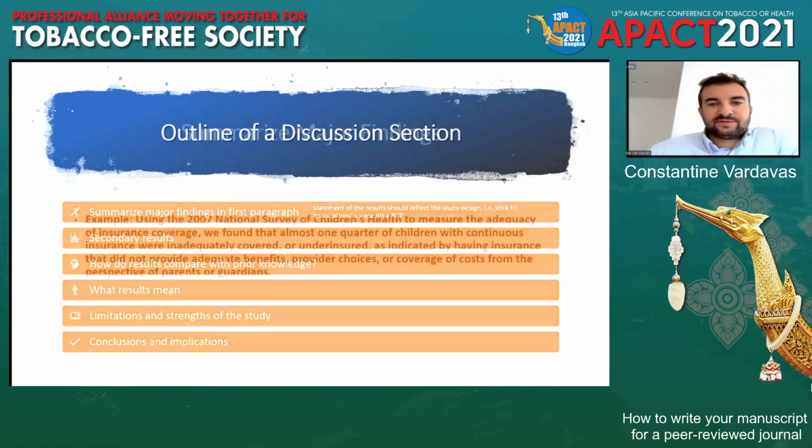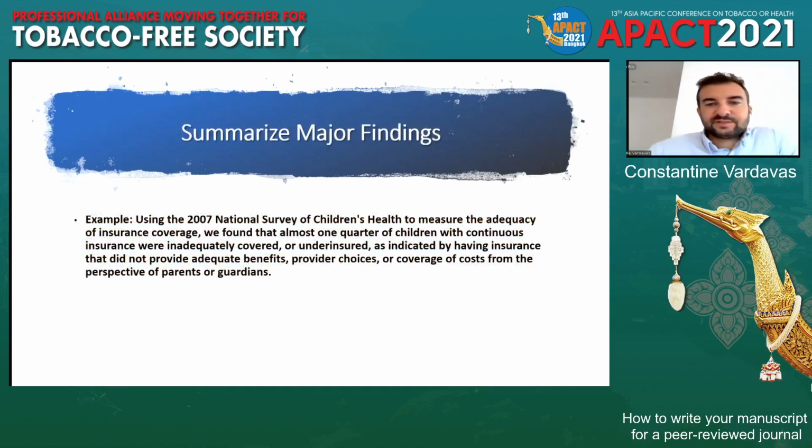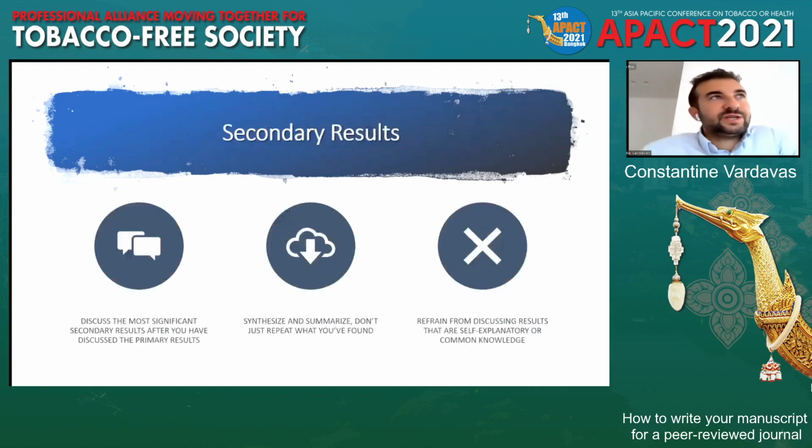So this is an example. Using the 2007 National Survey of Children's Health data, we found that almost 1/4 of children with continuous insurance were inadequately covered or uninsured. So for instance, that was one major finding. Think of it like the newspaper headline that you want to have, or what you want to put on Twitter, for instance. After the main paragraph, you have a secondary paragraph.